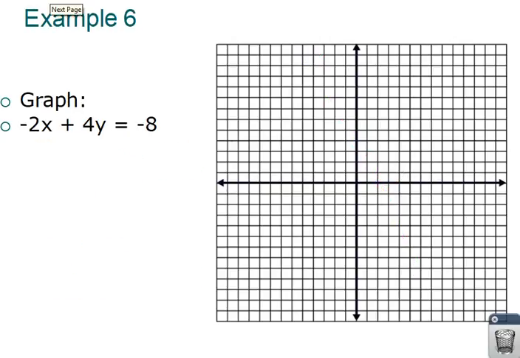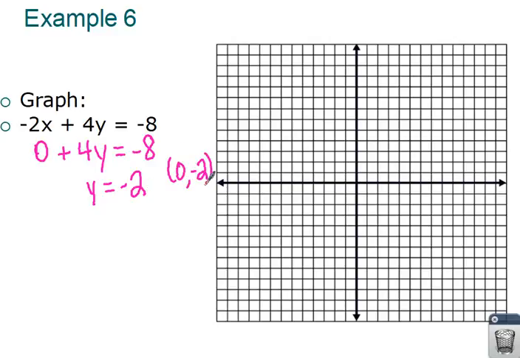All right, same deal with this one. Let's try the intercepts. So if we plug in 0, we have 0 plus 4y equals negative 8. So then y equals negative 2. So (0, -2) is a point on our line. That point right there.